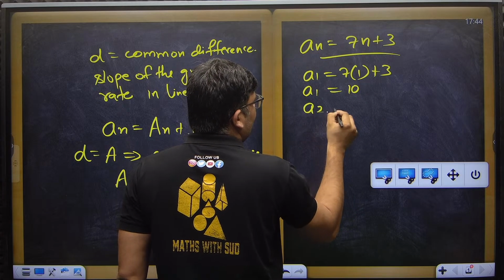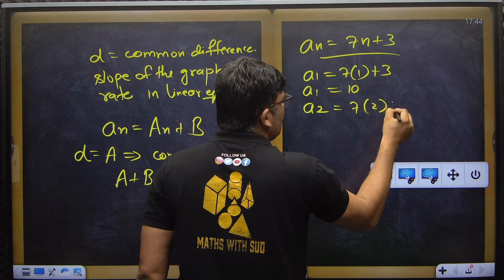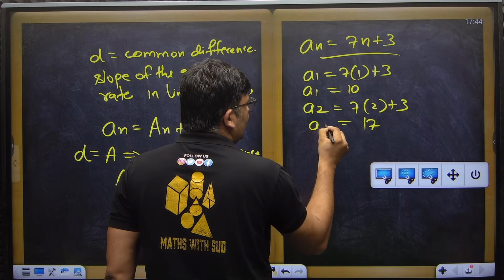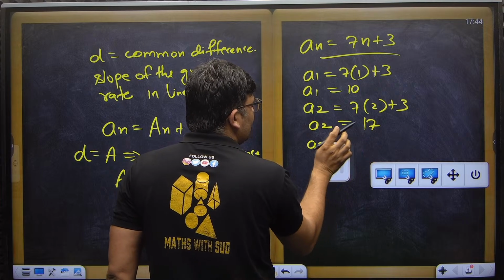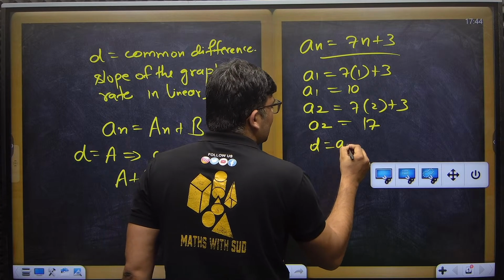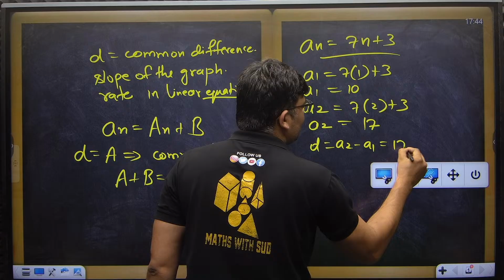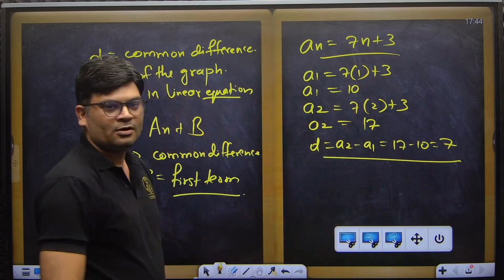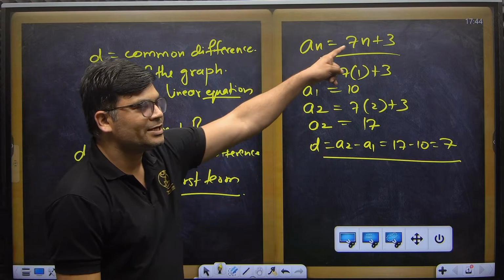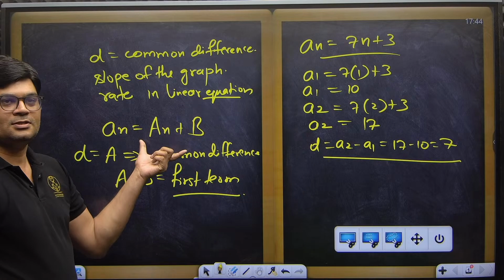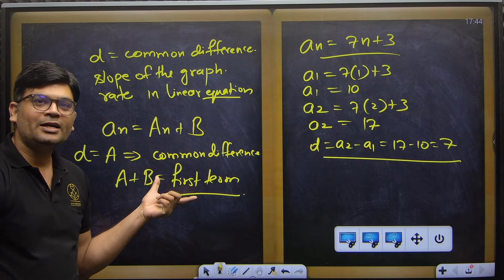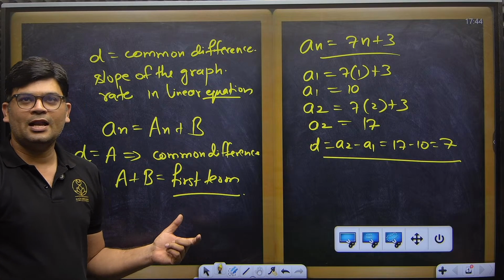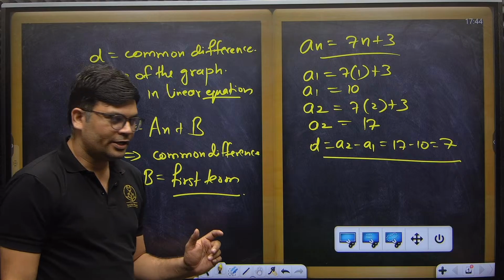Let us say what is a2. a2 is going to be 7 times 2 plus 3. So 7 times 2 is 14, 14 plus 3 is 17. So a2 is 17. So if I want to get what is d, I will say d is a2 minus a1, which is equal to 17 minus 10, which is equal to 7. The thing which you are getting in 1 minute, you will get in seconds if you know this. Are you getting it? Is that clear to everybody? Aradhya, Kritik, Alia, clear? Okay.